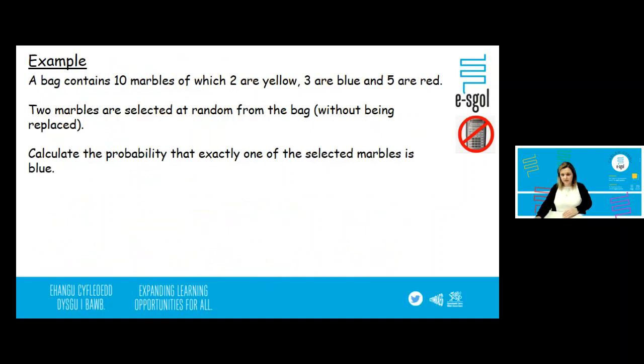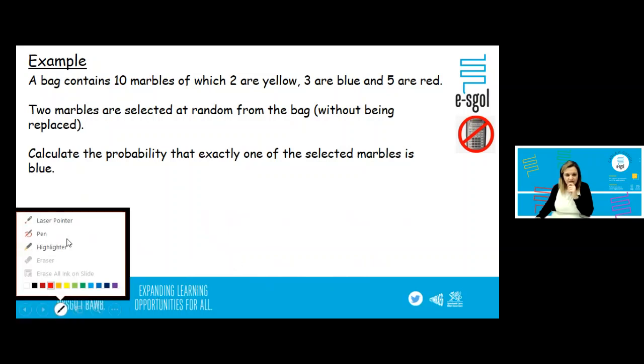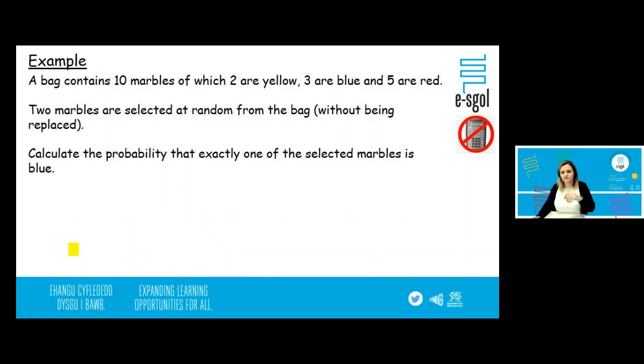Okay, right then, another example. Again, if you feel you want to stop this and do it yourself before me, then please do. If not, just listen to another example and you will have a chance to have a go at the next question without me. So, a bag contains 10 marbles, of which 2 are yellow, 3 are blue, and 5 are red. So there's our key information: 2 yellow, 3 blue, 5 red, and obviously 10 in total.